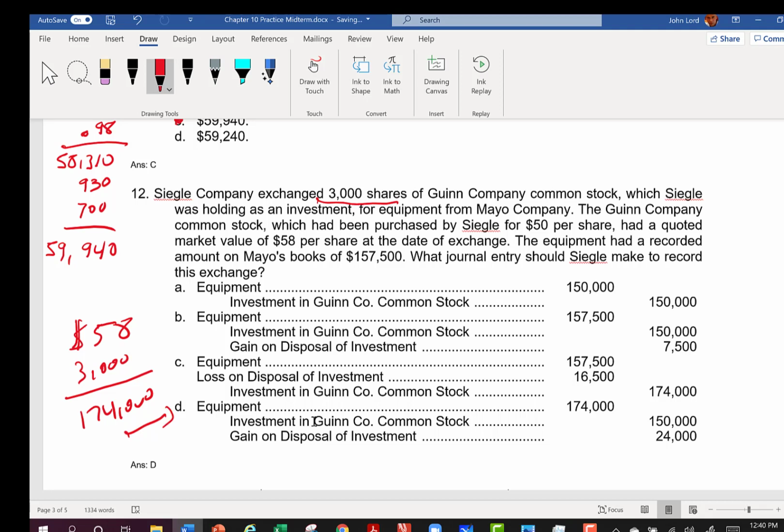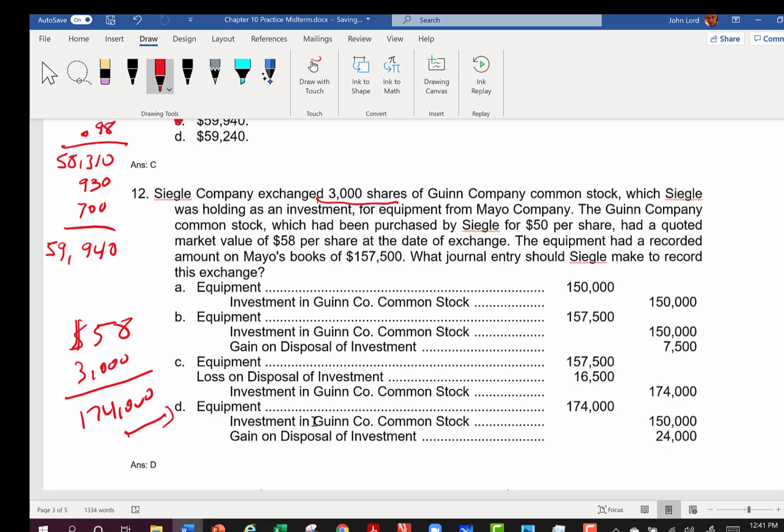It is as though they paid cash. Think about it. If the investment has a quoted market share of $58 per share, I could go and sell the stock, get the cash, and take the cash and buy the equipment. I just bypassed turning that investment into cash and just gave them the stock directly. So I know that that's the right answer, and I don't have to do anything else here if I don't want to at this point.